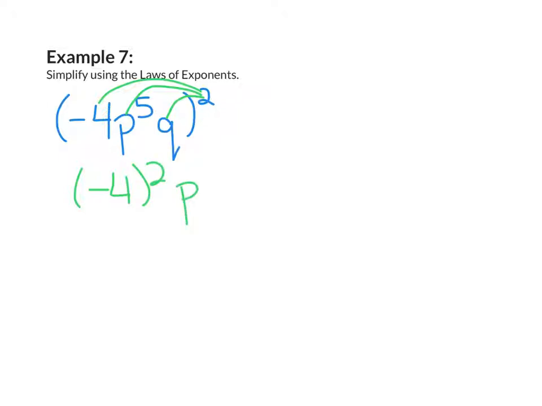P is 5 times 2, that gives me 10. Q has an invisible 1, so it'll be 1 times 2 gives me 2. I can still simplify, so negative 4 to the power of 2 is positive 16. P to the power of 10, q to the power of 2.